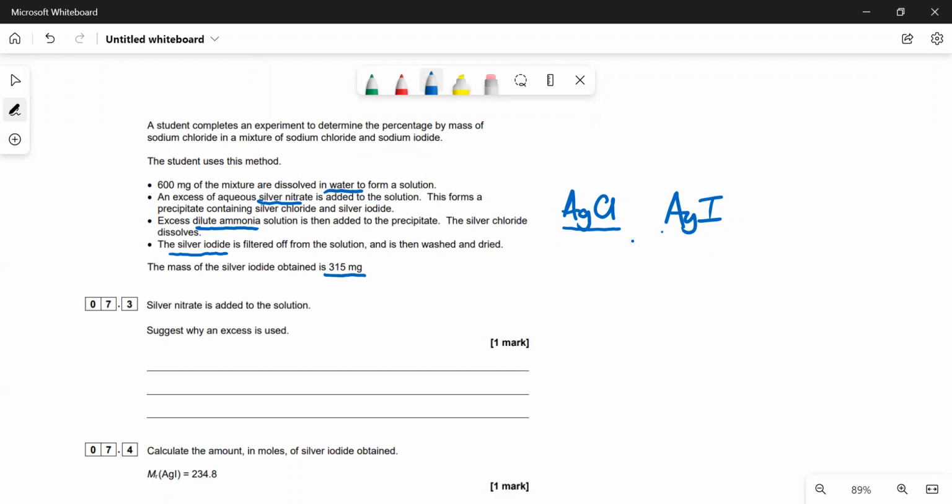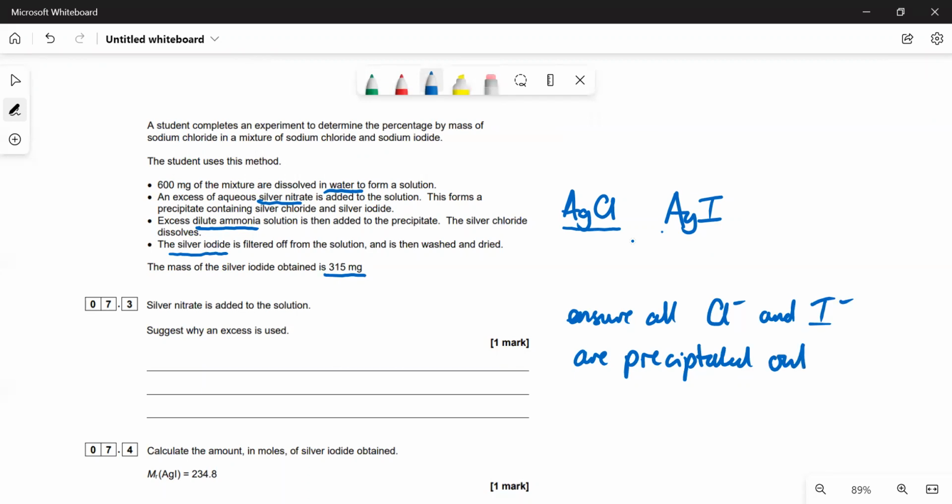Right. So silver nitrate is added to the solution. Why is an excess used? Because you want to ensure that all the halide ions, the Cl minus and I minus, are precipitated out. You don't want any of them left in solution.